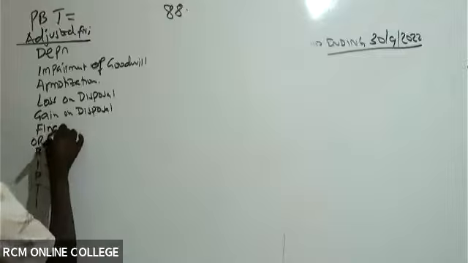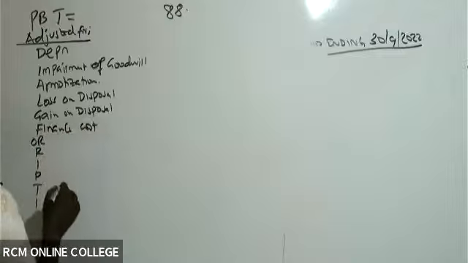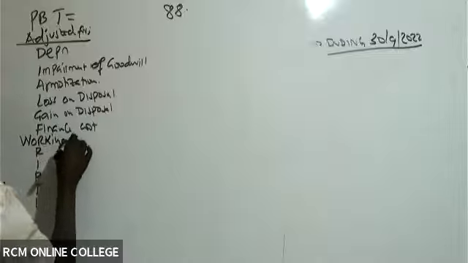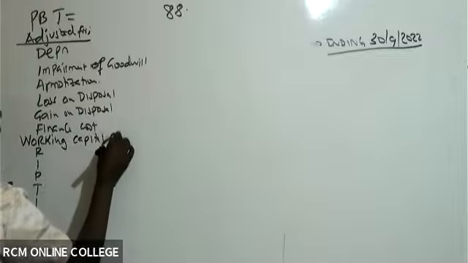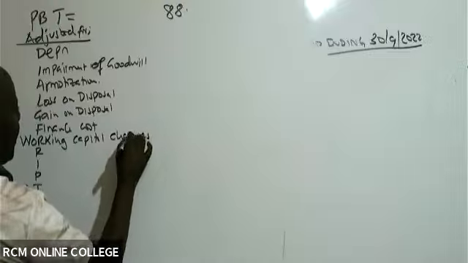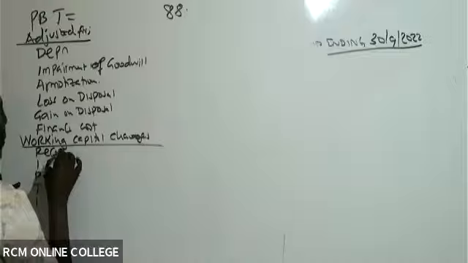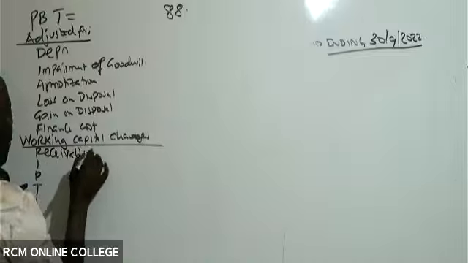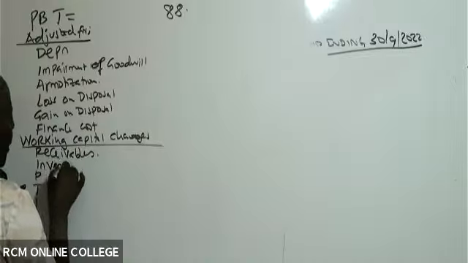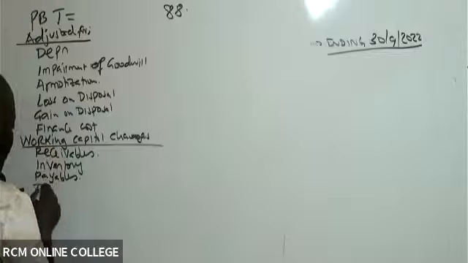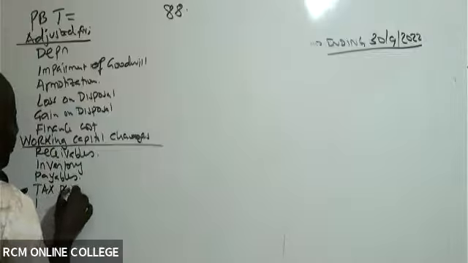So we have here finance cost. We have here working capital changes. You underline this. Then we have receivables. Then we have inventory. Then we have payables. Then we have here tax paid. And then we have interest paid.